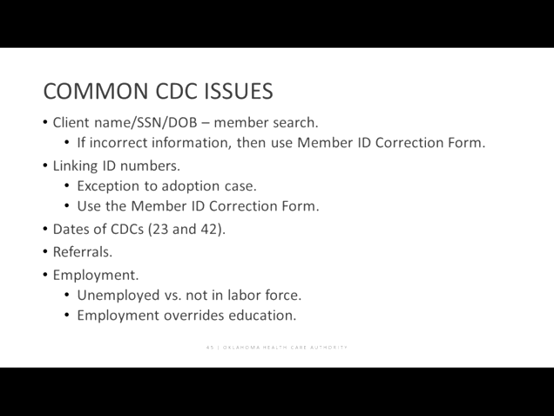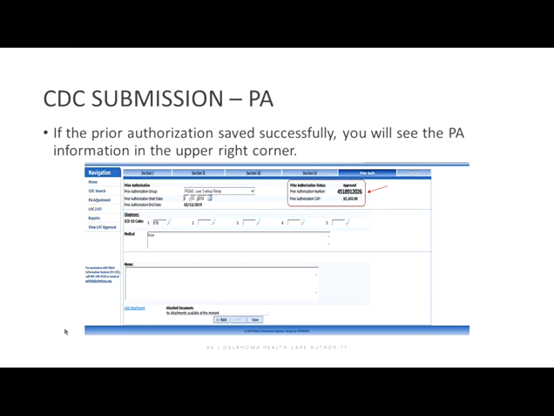The dates of the CDCs, especially on the 23 and the 42. Referrals. Another issue they run into is employment, and unemployed versus not in the labor force. And then employment always will override education. Other common CDC issues that are not addressed may be the CDC with a PA versus a CDC only, screenings, tobacco, level of care, service focus, and CAR score. So there are several things that could cause issues, but the folks at DMH will be able to help you with any of those problems.